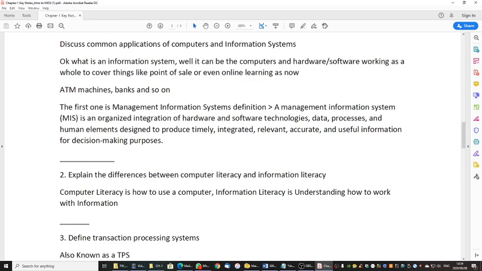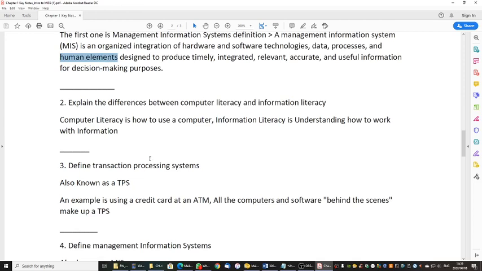several components. It's an organized integration of hardware, software, data, processes, and the humans involved. And together, all of that will produce information for decision-making purposes. Explain the difference between computer literacy and information literacy.